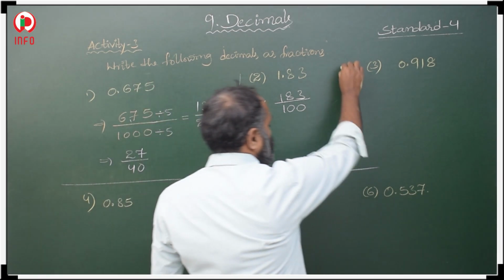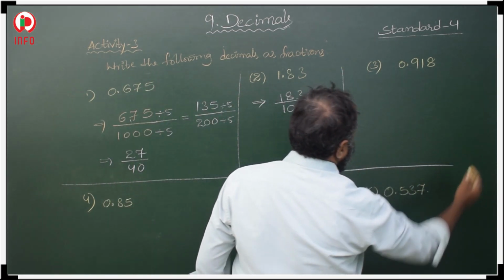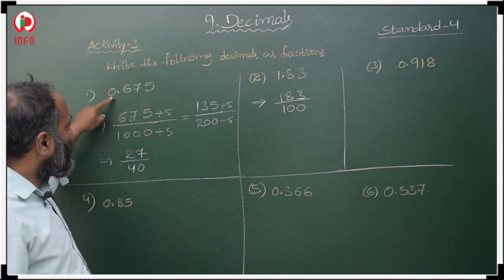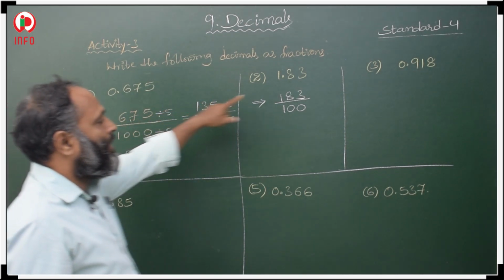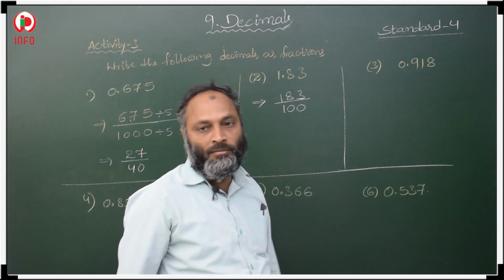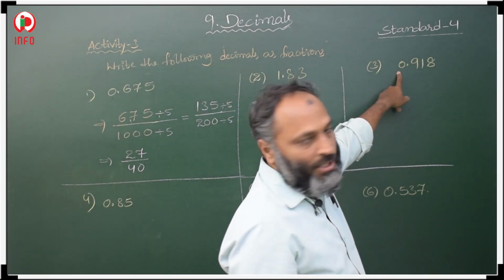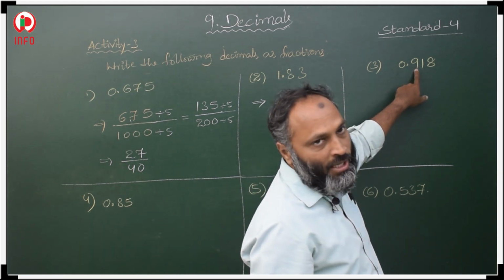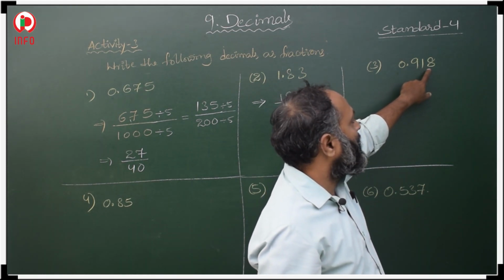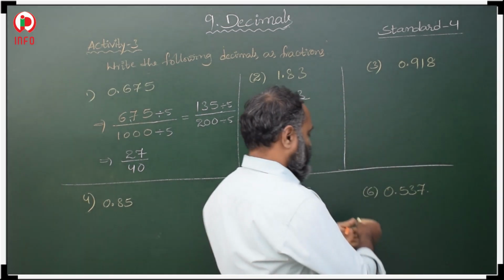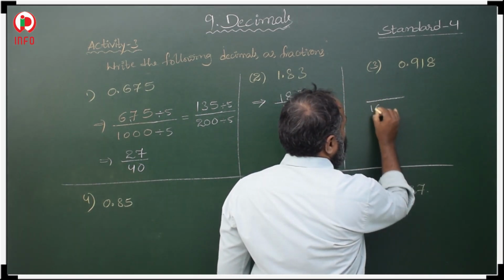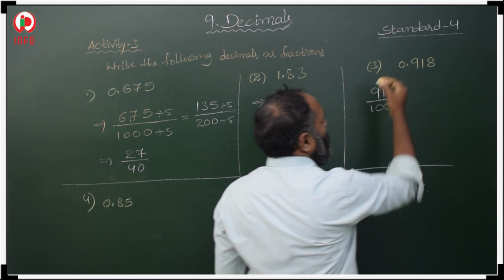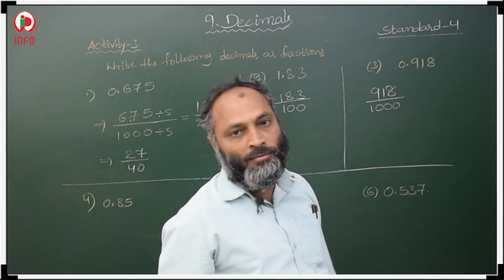Now here, before it was 0, so no need to take this 0. Here 1 is there, so that is why we have to take it. Here also 0 is there, no need to take this 0. Read the place value: tenths, hundredths, thousandths means by 1000. First we write by 1000. Then in the numerator, 918. No need to take this 0.